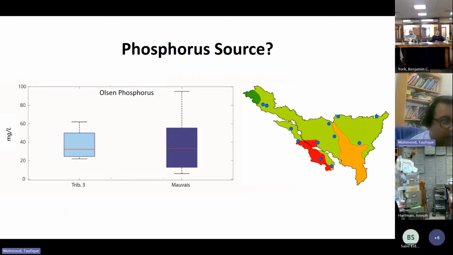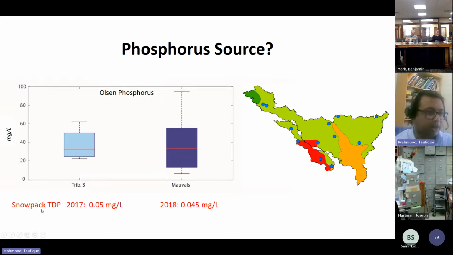We also look at the soil phosphorus, the Olsen phosphorus concentration, which was pretty high. We collected soil samples across the different locations. We also look at the snowpack total: we collect the snow core, melt it, and look at the total dissolved phosphorus. Snowpack phosphorus concentration is much lower than what is inside the soil. So we believe that the soils in the north, in the Devils Lake basins, are a primary source of the phosphorus that is exporting to the channels and ultimately to the lake.